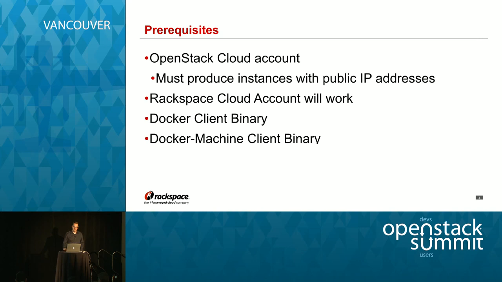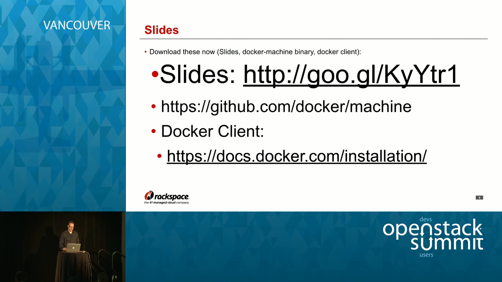You're going to need the Docker client binary on your laptop. If you don't already have it, I will put up a link for where to get it. You also need the Docker machine client binary, which I also put a link up to. If you don't have either of those things, again, you can't do the lab. So first, download the slides. This is where the slides are hosted. If you're going to move faster or slower than the group, this is how you're going to continue to go through the lesson.